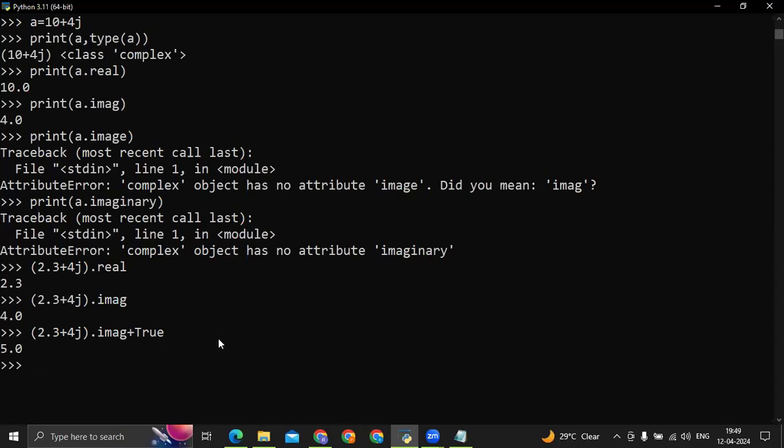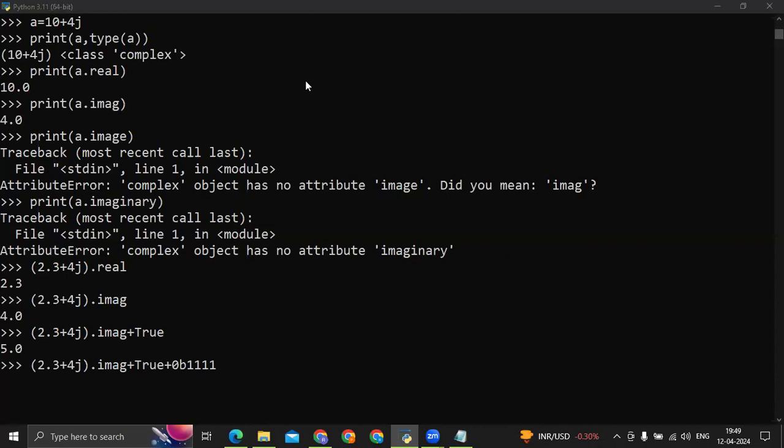Okay. Now, if I write imag plus True plus, let me write 0B1111. Now, let me know. Twenty point zero. Okay. What about the rest of the students? 1111 is 15. Now tell me. Smith, is everything clear to you? No, Sandeep. No. It's 1111. This is 15. How come 47?